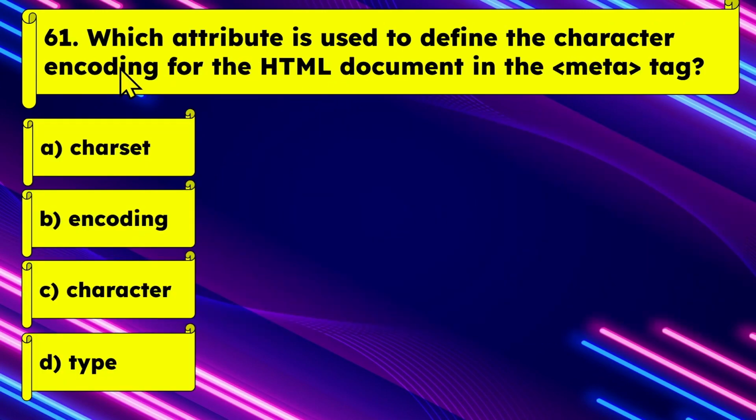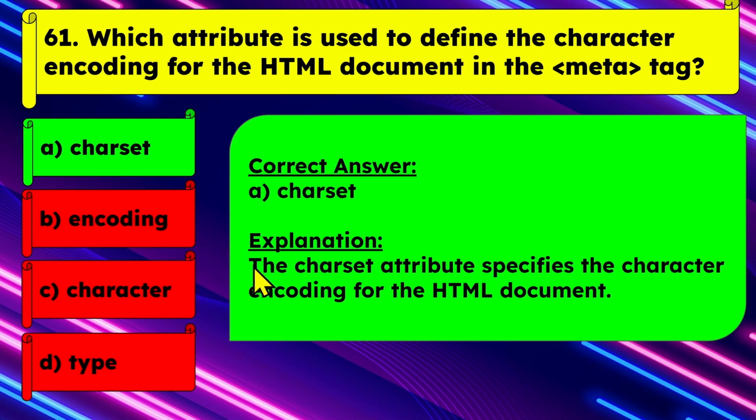Next question is, which attribute is used to define the character encoding for HTML document in the meta tag? Option A, charset, option B, encoding, option C, character, or option D, type. So here the correct answer will be option A. You can see the charset attribute specifies the character encoding for the HTML document.